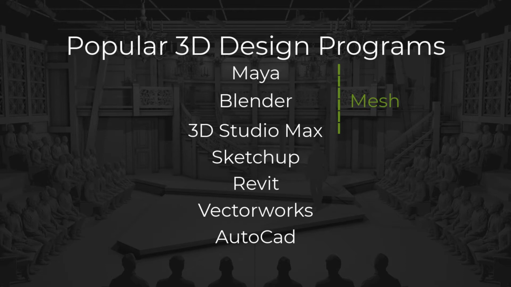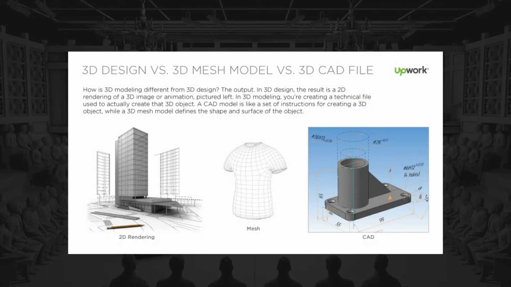Maya, Blender, and 3D Studio Max are mesh modelers. Revit, Vectorworks, and AutoCAD are solid modelers, and SketchUp is its own unique blend that ultimately really is a mesh modeler but emulates some of the properties of solid modelers. So what does this mean?